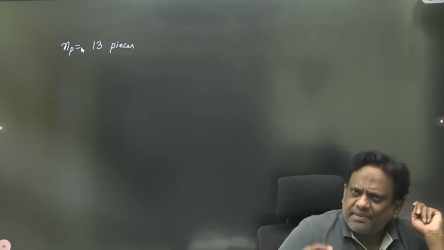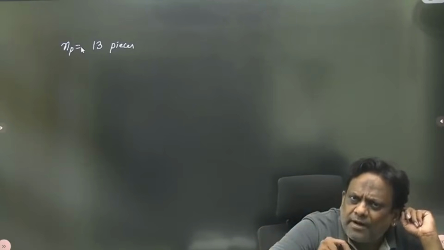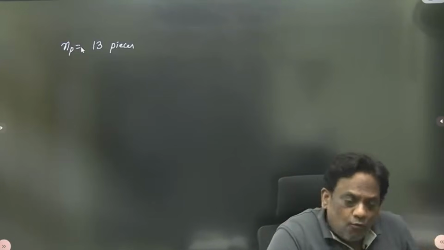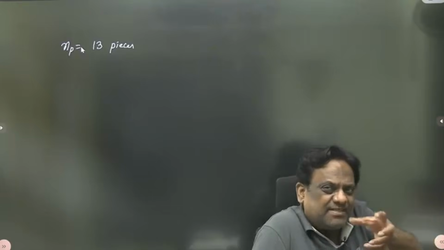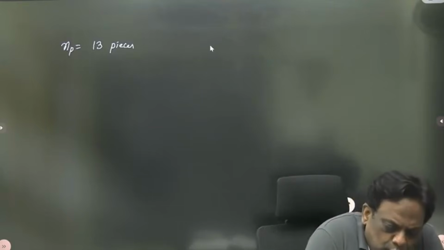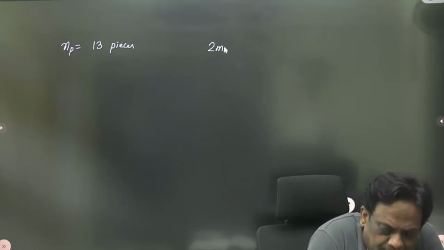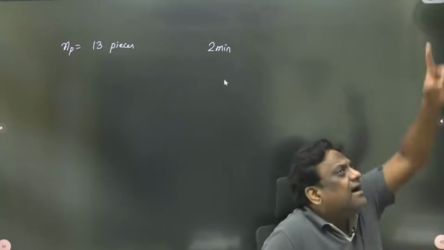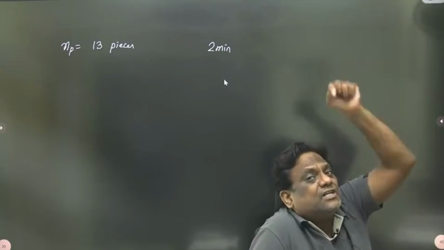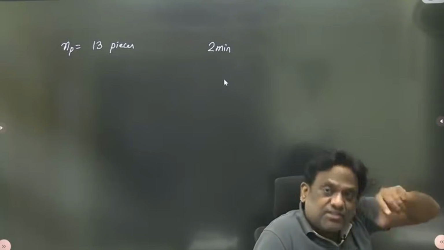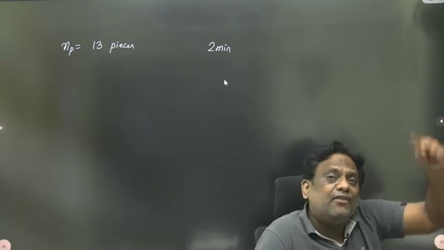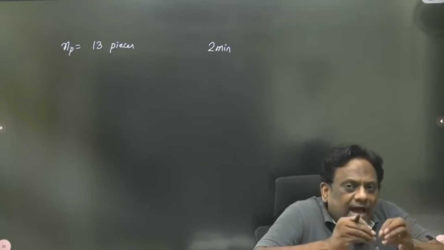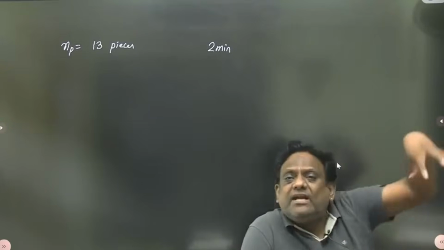So tell me, is the 13th component alone responsible for the failure of the tool? No. Whatever the tool changing time is, for example, let us say the tool change time is 2 minutes. That means all the earlier 13 components are responsible for changing this. Otherwise, if I do not manufacture those 13 components, there is no need for you to change the tool. Therefore, I will give all equal weightage.